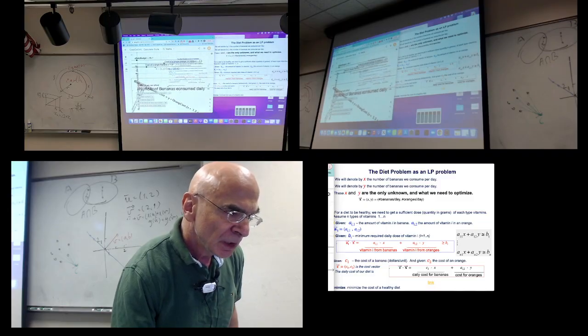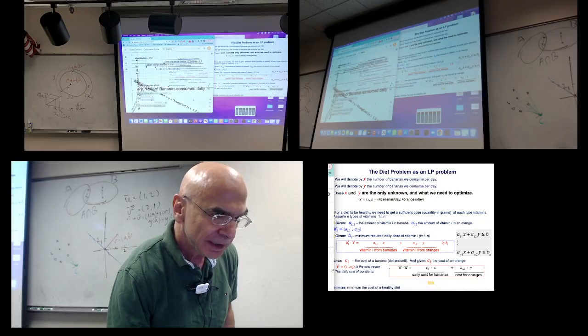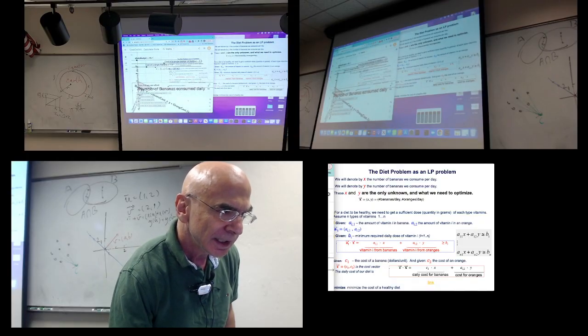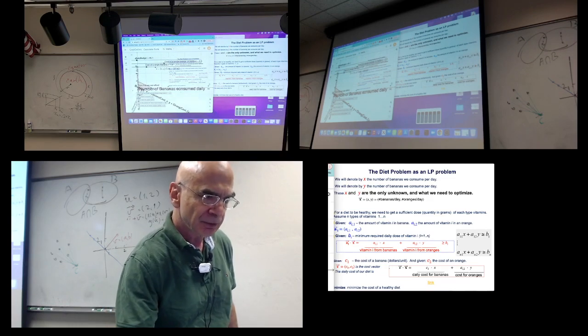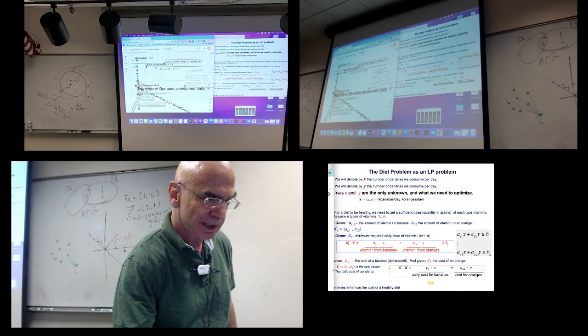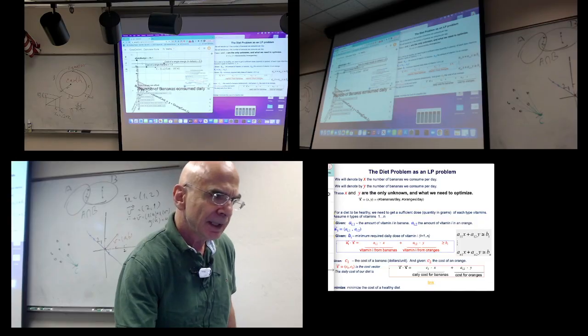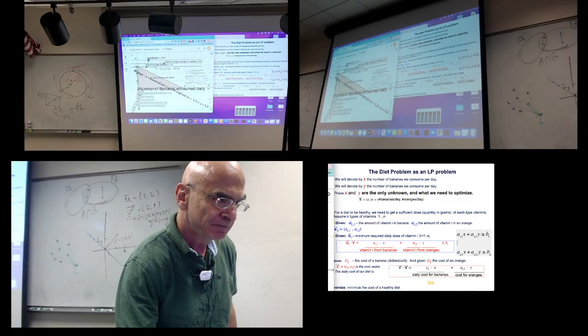OK. So let's forget about the vitamin constraints. We don't need them because we have them on the other side. Let's forget about all the vitamin constraints and think about our daily budget. Here's my daily budget line.